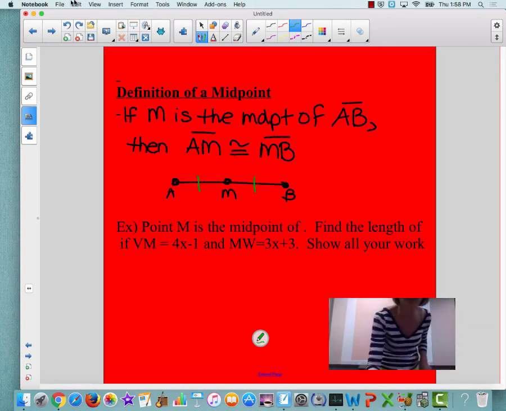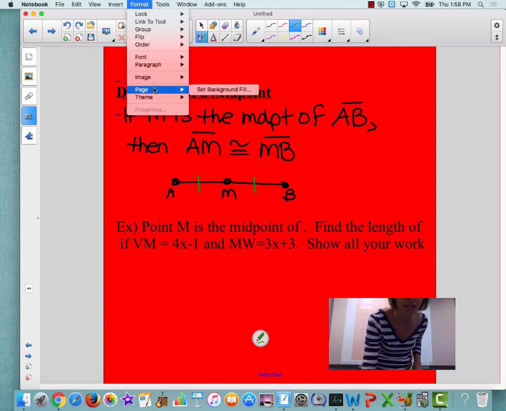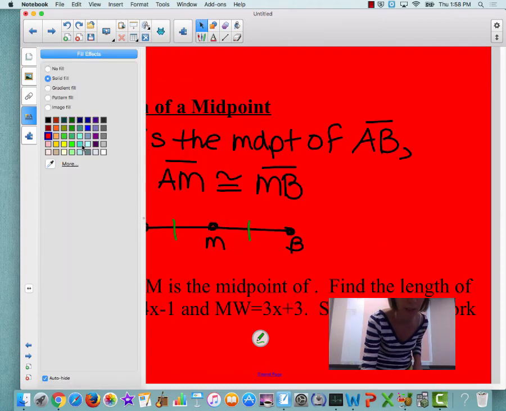Actually, I don't really love this color, so I'm going to change it because I can't see it that well. I'm getting old.